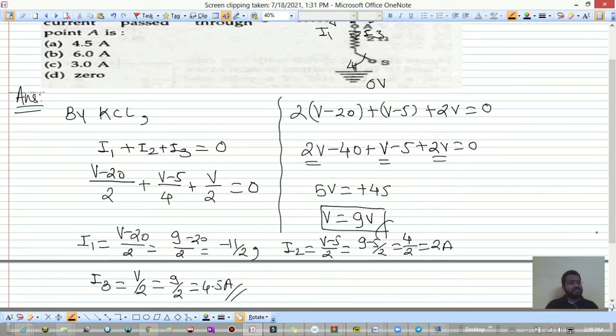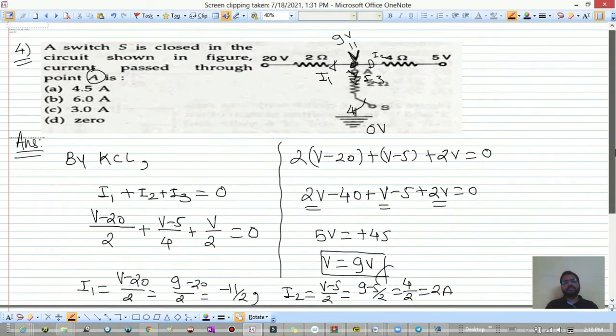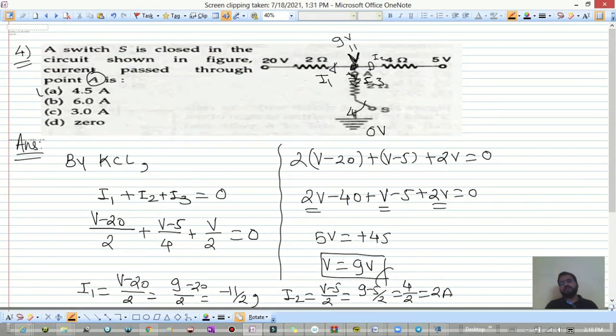So as you can see over here, once you know the concept, you can solve any type of questions with ease, right? Over here we want what is the current through point A, that is through this. I3 we want, and I3 we have calculated, that is 4.5 ampere. So option A is the correct option over here.